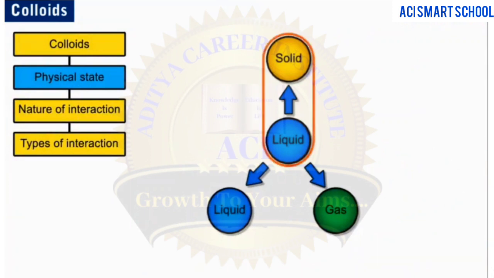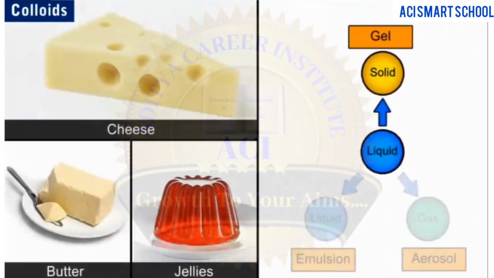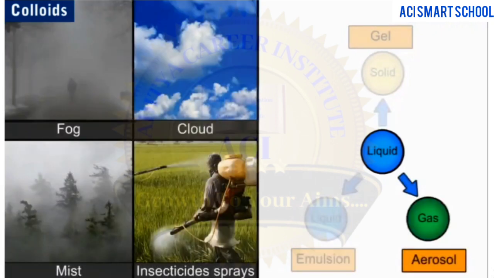Dispersion of a liquid in a solid, liquid, or gas dispersion medium results in the formation of a gel, emulsion, and aerosol, respectively. Examples of gels are cheese, butter, and jellies. Milk, hair cream, and certain medicines are examples of emulsions. Fog, cloud, mist, and insecticide sprays are examples of aerosols.